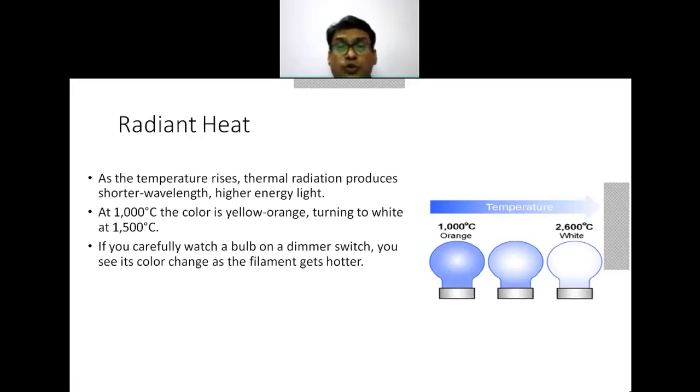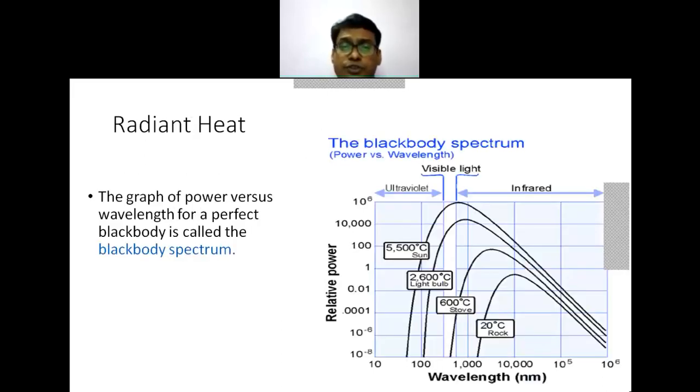Then as the temperature rises, thermal radiation produces shorter wavelength and higher energy light. We are able to see only the higher energy lights. At 1000 degrees Celsius, the color is yellow orange, turning to white at 1500 degrees Celsius, and still the increase in whiteness with the increase in temperature can be observed.